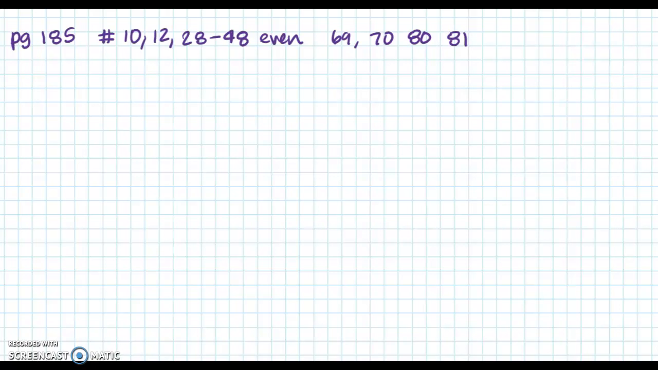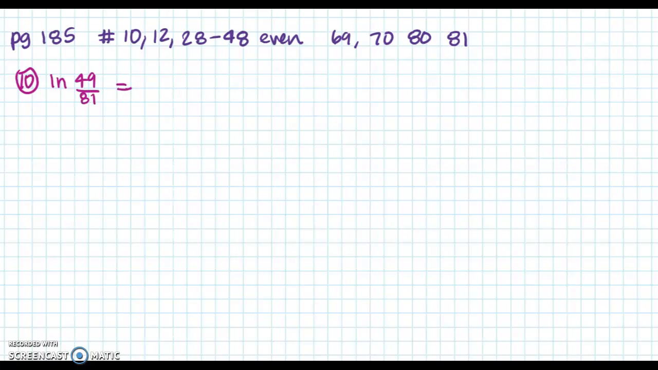All right, these are the answers to page 185, expanding and condensing logarithms. So number 10, we have express the logarithm in terms of ln of 3 and ln of 7, and it's ln of 49 over 81.